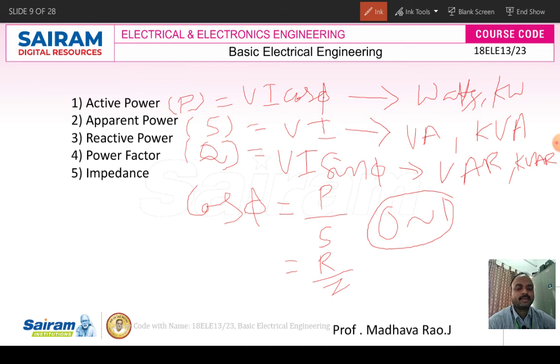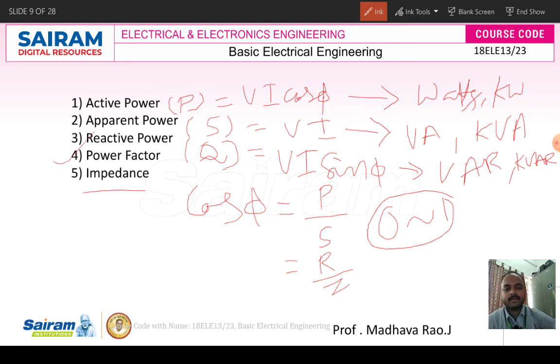For pure resistive circuits, power factor is 1. For pure capacitive and inductive circuits, power factor will be equal to 0, since in the phasor representation the angle between voltage and current is 90 degrees or pi by 2 radians. Cos of 90 degrees is equal to 0. So the power factor of pure inductive and pure capacitive circuits is 0.